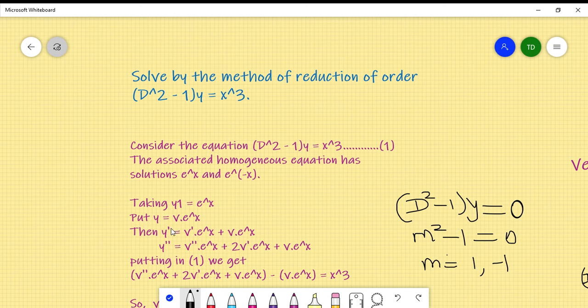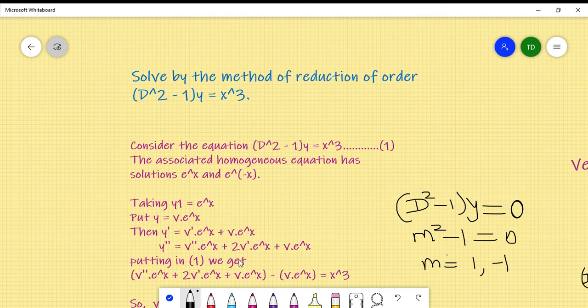Let us differentiate this with respect to x throughout. So we get y' = v' e^x + v e^x, as the derivative of e^x is e^x itself. Again differentiating, we get y'' = v'' e^x + v' e^x + v' e^x + v e^x. So altogether we got y'' = v'' e^x + 2v' e^x + v e^x.